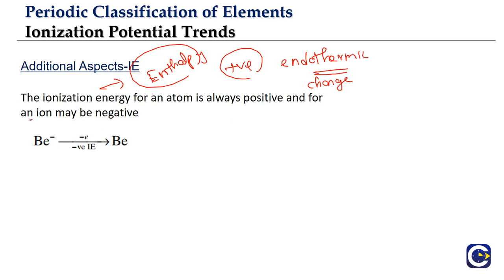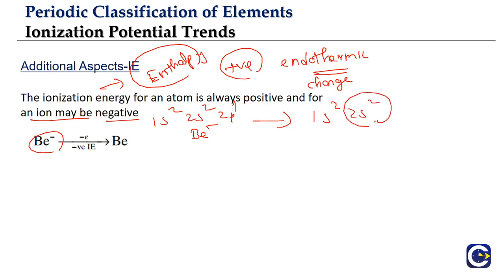But for some ions, for example Be minus, which is 1s2, 2s2, 2p1, when you remove an electron and get 1s2, 2s2, this is stable. The 1s2, 2s2 structure is stable, the s subshell is fully filled. So for some ions like this, where the final arrangement is more stable, we will have the ionization enthalpy to be negative, which means the energy will be released.